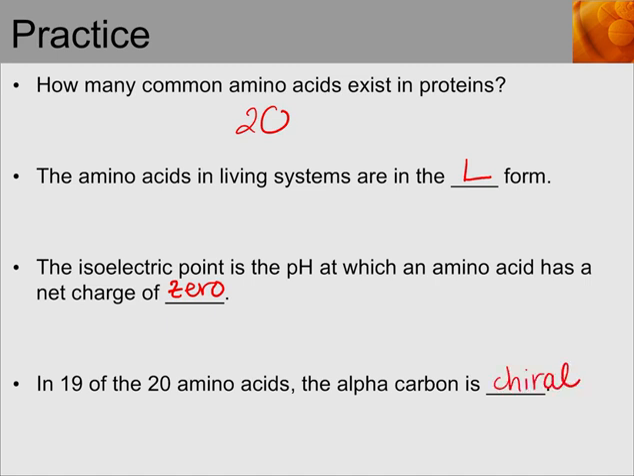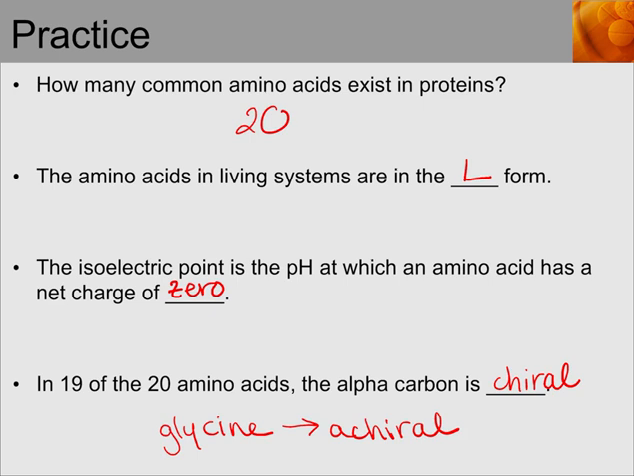Now, bonus question, which amino acid is not chiral? Glycine. Glycine is the one amino acid that is achiral, which means not chiral. And remember, that's because the alpha carbon's side chain is another hydrogen.